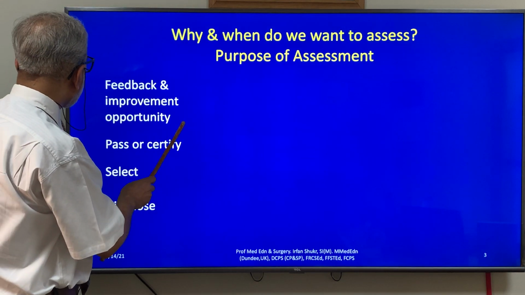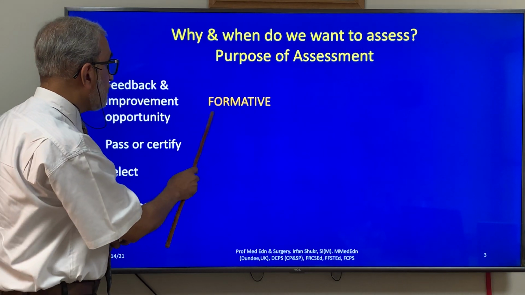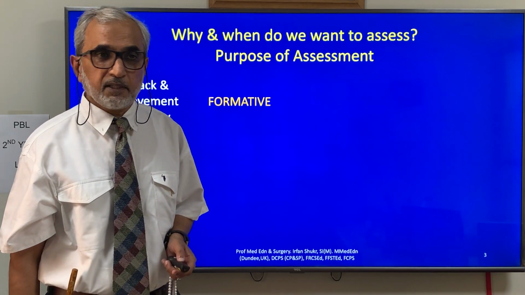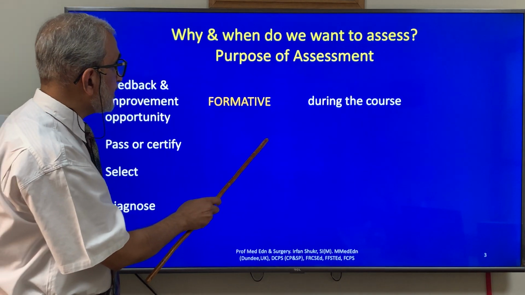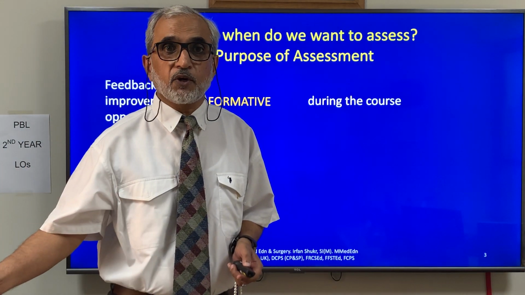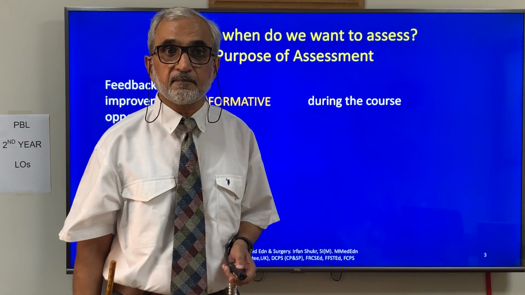To give feedback and provide improvement opportunity, this is called formative assessment. And obviously, the formative assessment is done during the course. We cannot do it at the end of the course because then he will not have the opportunity to improve before the final exam.